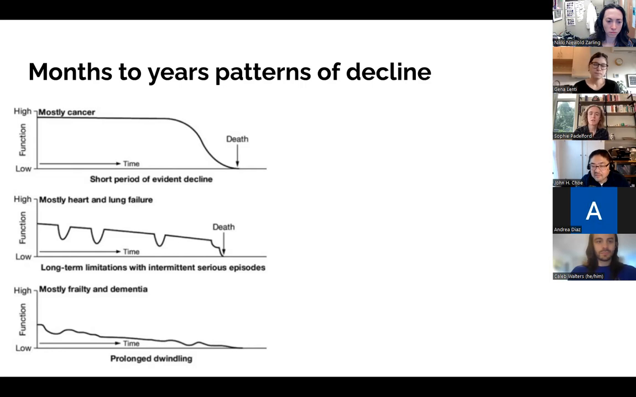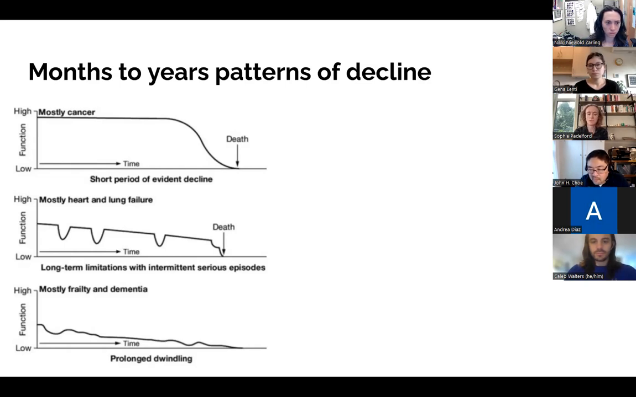The reason I think it's important to think about the pattern is, as you can imagine, this pattern has pros and cons for the patient and family. On the one hand, they're spared the repetitive trauma of being admitted to the hospital over and over again, close brushes with death. On the other hand, the end can feel really fast and unexpected for patients and families.